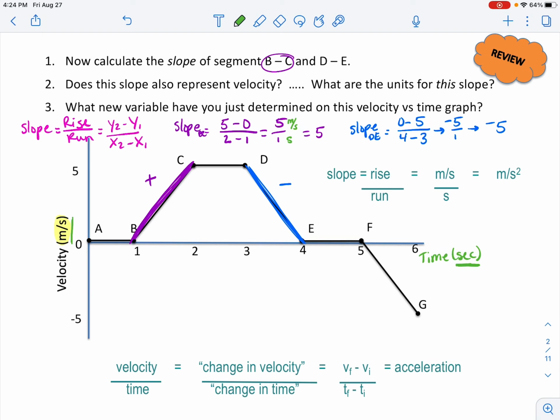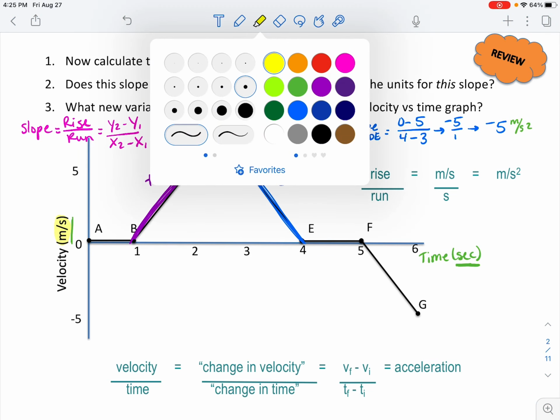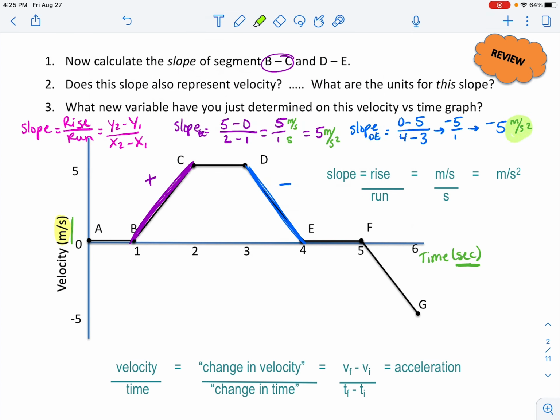So my units would be meters per second per second. Most people would just simplify that to meters per second squared. All right, and it would be the same for both of my slopes. Meters per second squared. So what variable do we measure in meters per second squared? Well, this is our new variable today. Our new variable, meters per second squared, is the unit for our acceleration.